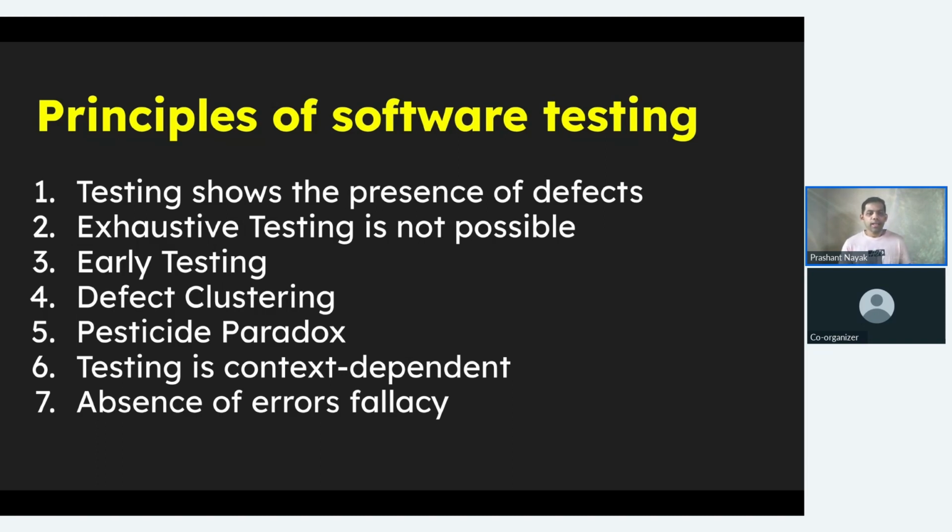And then principle number 7 says absence of errors policy. That means, as I mentioned in the first point, you can't say the application is 100% free of errors or defects. So that's what principle 7 says: application can't be 100% defect free. You can't say that this application does not have any kind of defect. So that's principle number 7. These are the 7 principles of software testing, and make sure you understand each one of them.